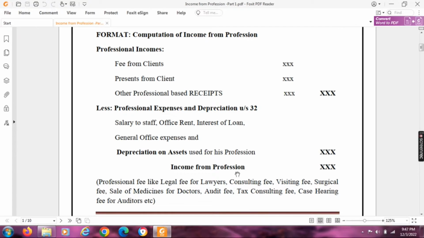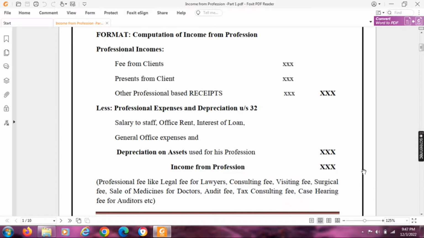So professional fees include legal fee for lawyers; consulting fee, visiting fee, surgical fee, sale of medicine for doctors; audit fee, tax consulting fee, case hearing fee for auditors, etc.